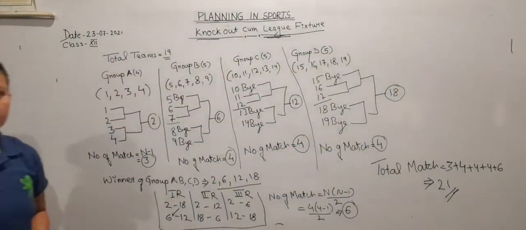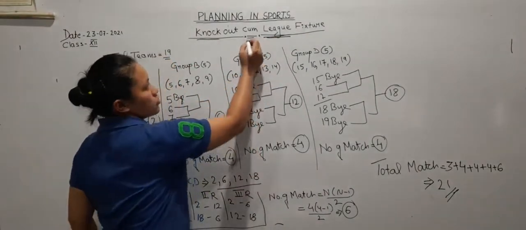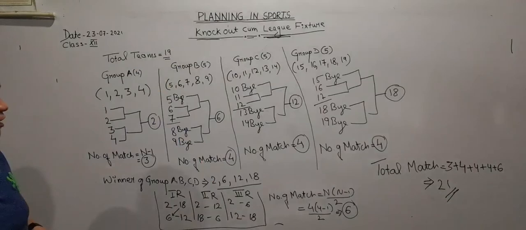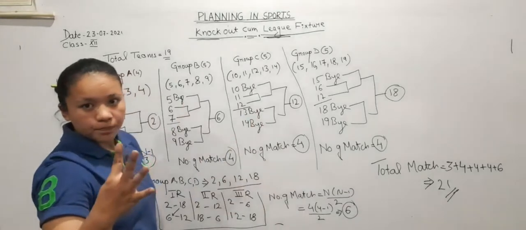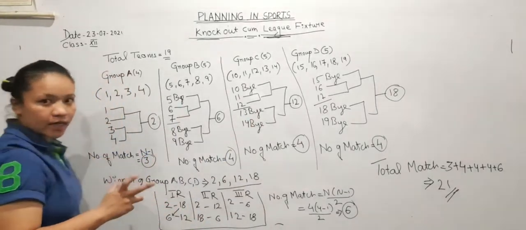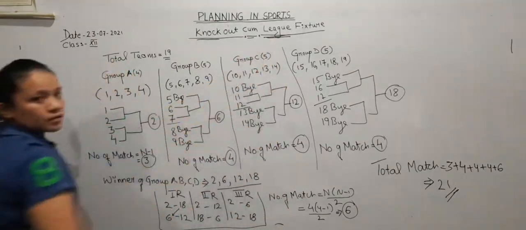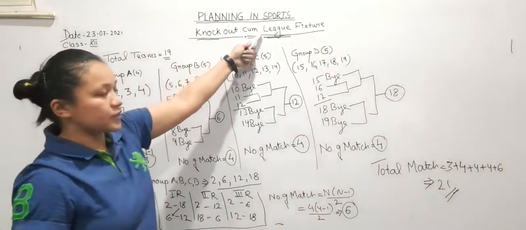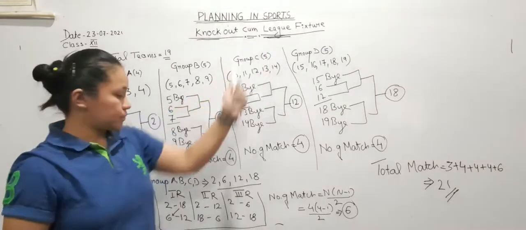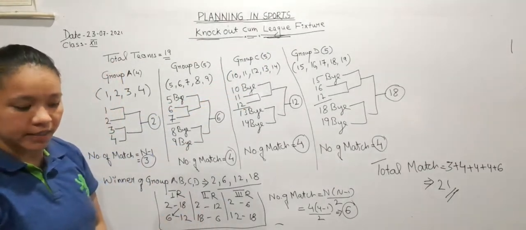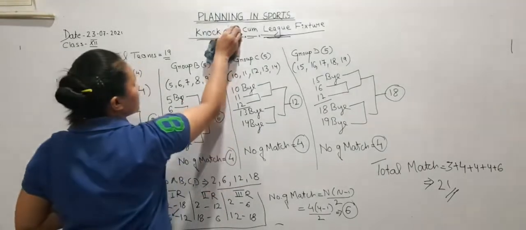This is the process to draw knockout combined league fixtures. Here, cum means combined: knockout combined league fixtures. The first process is to divide the teams into 4 groups. After that, they will again compete as per whatever is given. If it is given knockout, then competitions are as per knockout. If it is league, then competition is as per the league. Next we discuss knockout combined knockout.